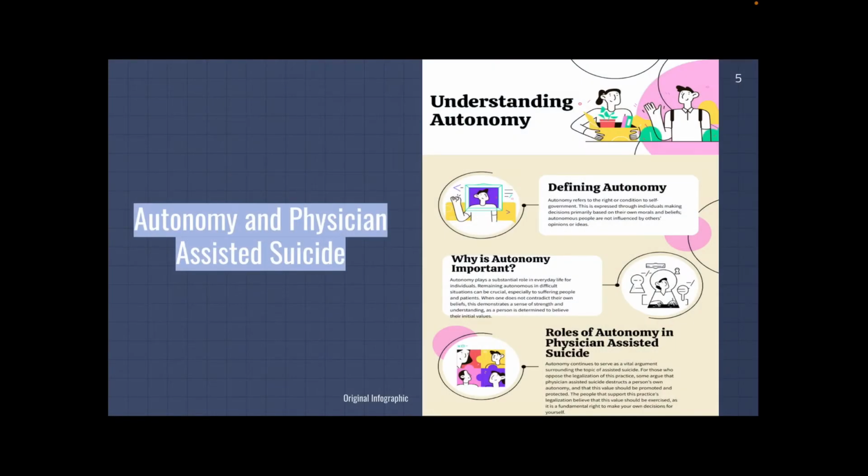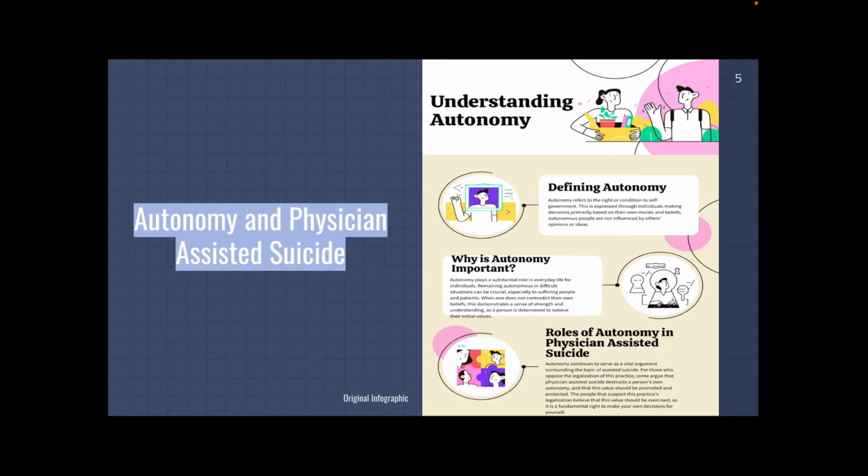This slide begins one of the main arguments surrounding this practice, and that is one's autonomy. This infographic gives information about the term and why it matters in this practice. So it defines autonomy as the right or condition of self-government, and this is expressed by individuals making their own decisions without others' influences. It then explains the importance of autonomy in everyday life, as well as in difficult situations.